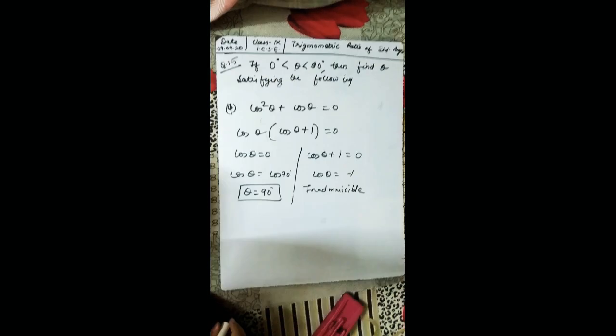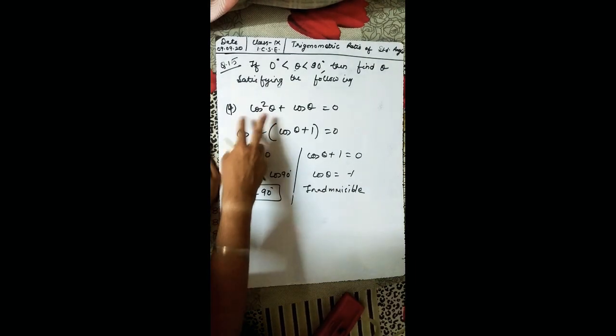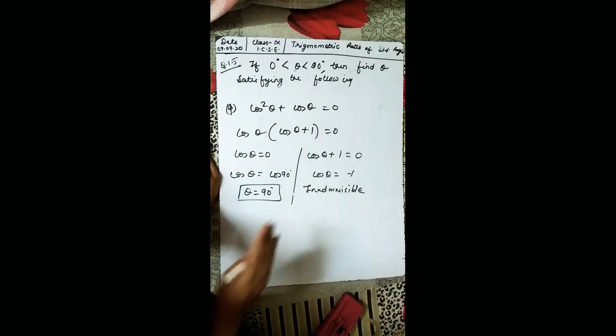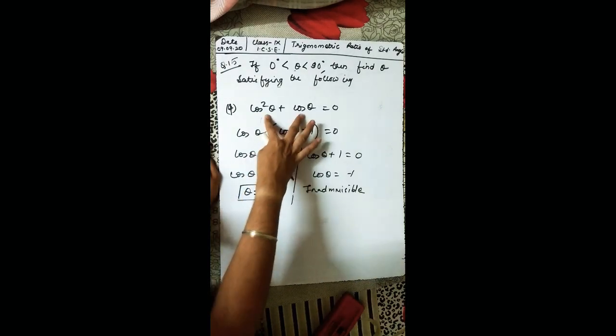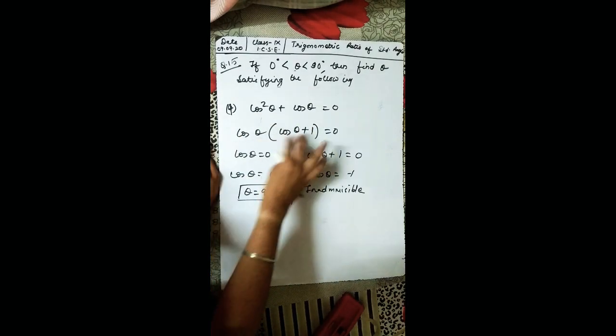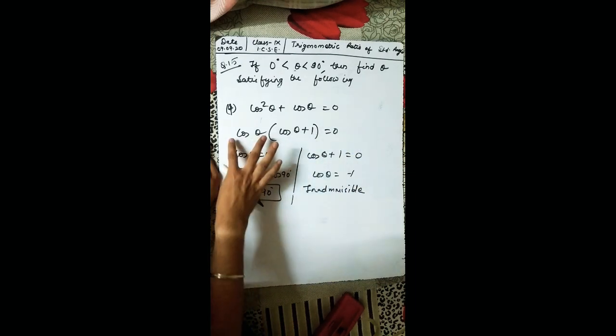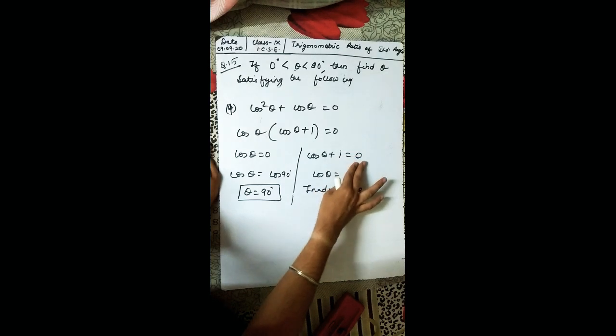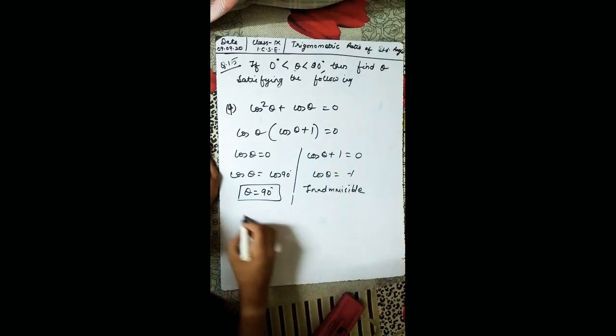Okay, coming to the F question, cos theta plus cos square theta plus cos theta equal to 0. Now in this quadratic equation, what you can do, take cos theta common. So cos theta plus 1 equal to 0. So 1 cos theta will be equal to 0, and at once cos theta plus 1 will be equal to 0. You know why we are putting like this?